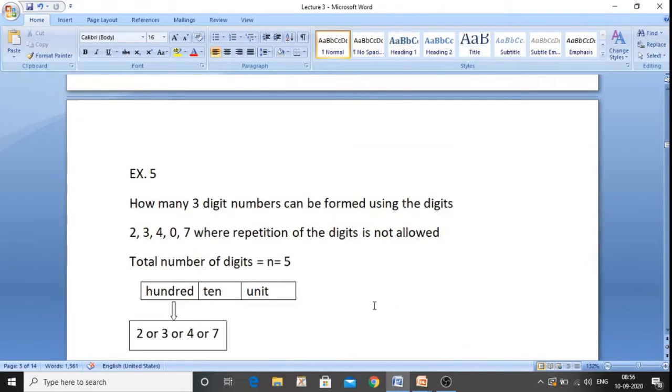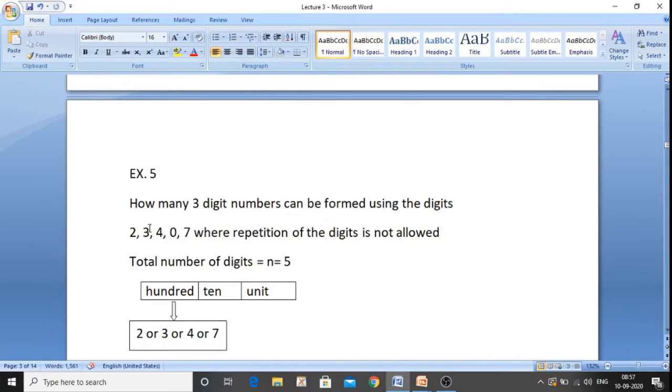Now let us see the next example. How many 3-digit numbers can be formed from the digits 2, 3, 4, 0 and 7 where repetition of the digits is not allowed? Now what is the difference between this example and the last examples we have seen? Here 0 is coming. In all the last examples which we have seen, there was no 0 included in the digits. Now if 0 occurs, then what precaution do we have to take?